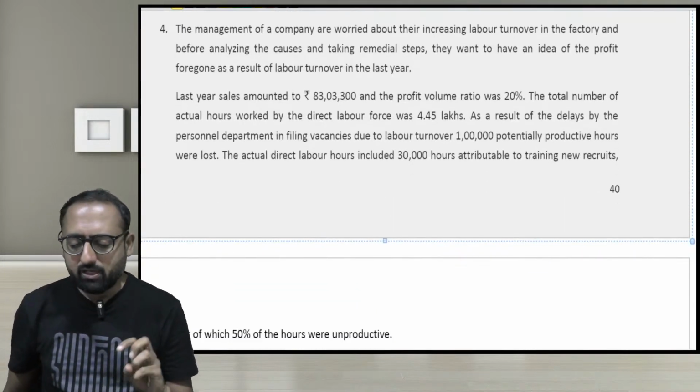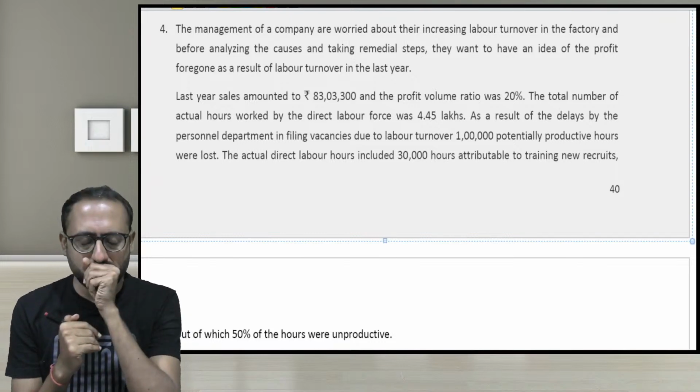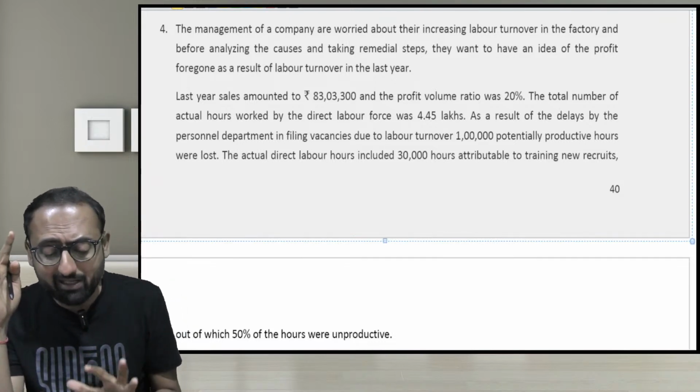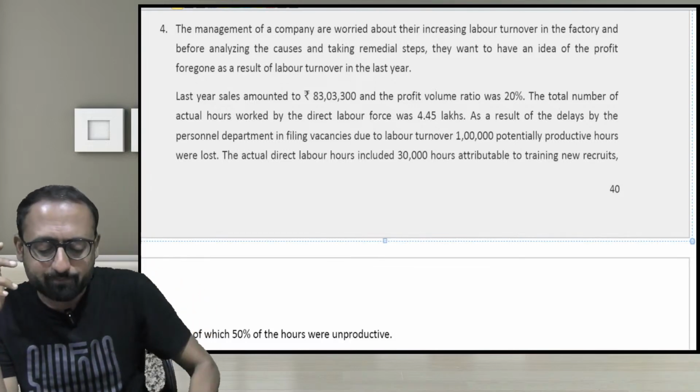Very, very complicated and very interesting question. A favorite question you can get in the exam. Okay, so everybody please concentrate on this question.